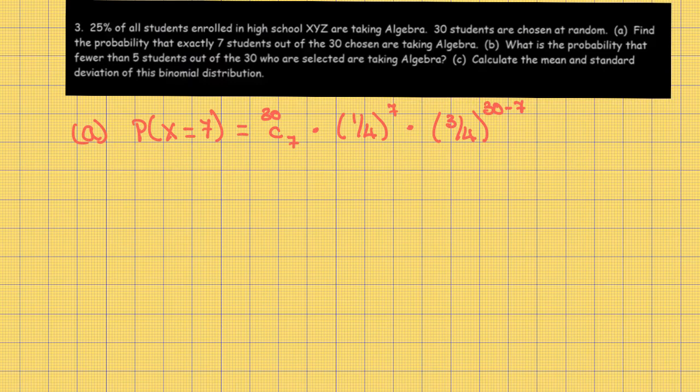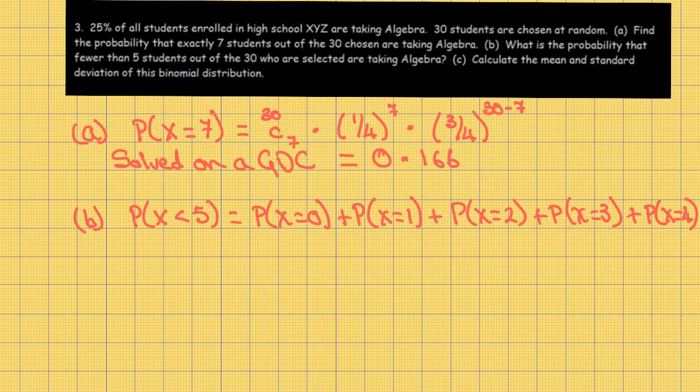A. The probability that X is equal to 7 is equal to 30 choose 7 times (1/4) to the power of 7 times (3/4) to the power of 30 minus 7. Solved on a GDC, it is equal to 0.166. B. The probability that X is less than 5 is equal to the probability that X equals 0 plus the probability that X equals 1 plus the probability that X equals 2 plus the probability that X equals 3 plus the probability that X equals 4. Solved on a GDC, it is equal to 0.098.